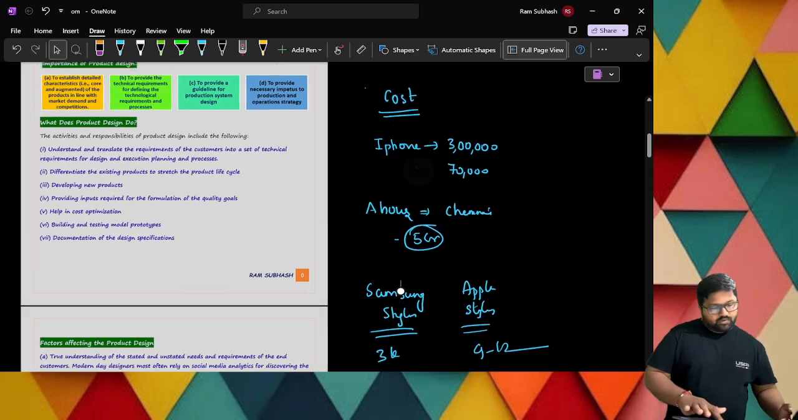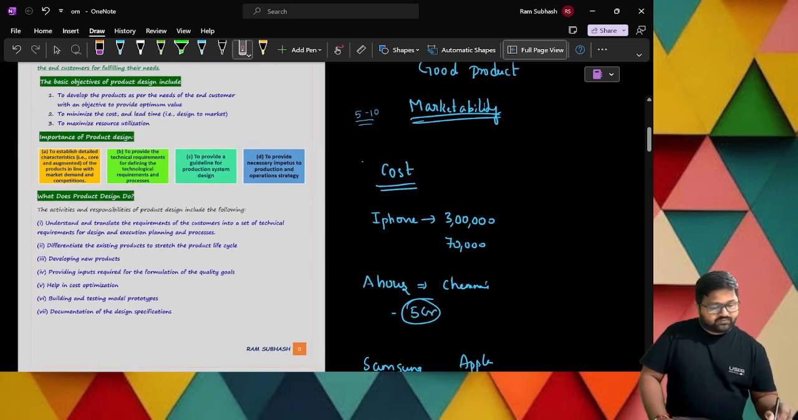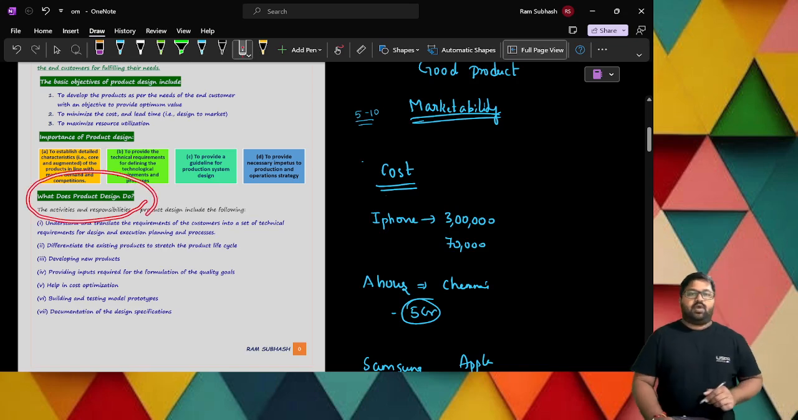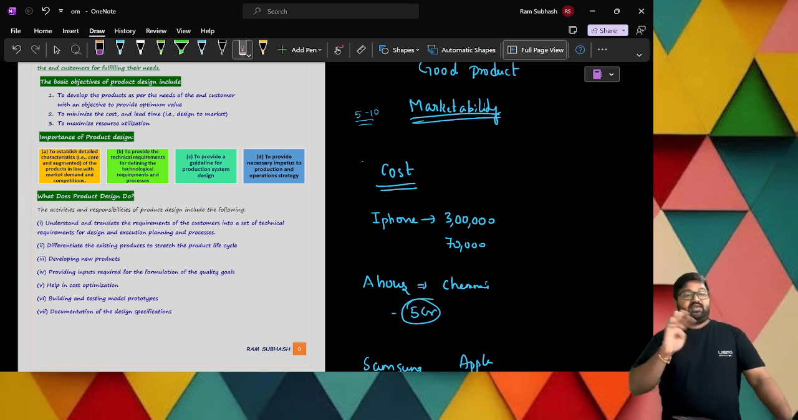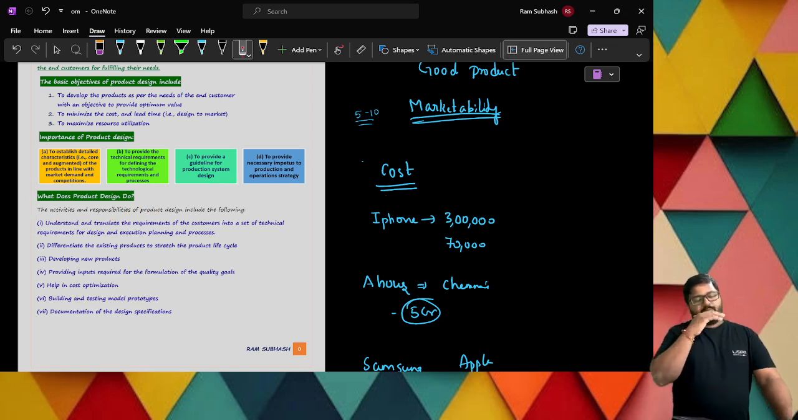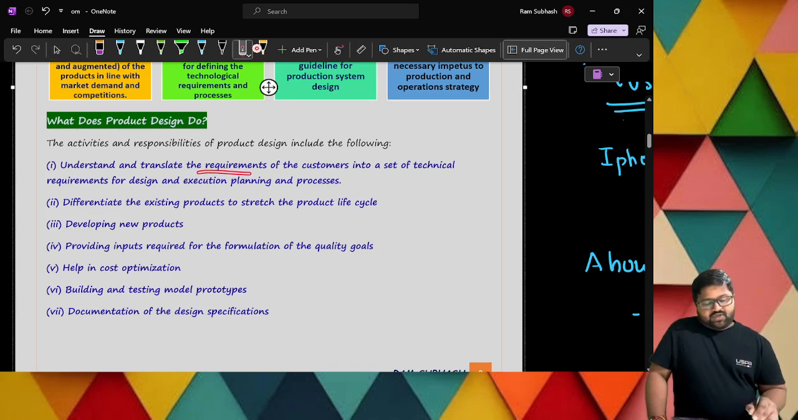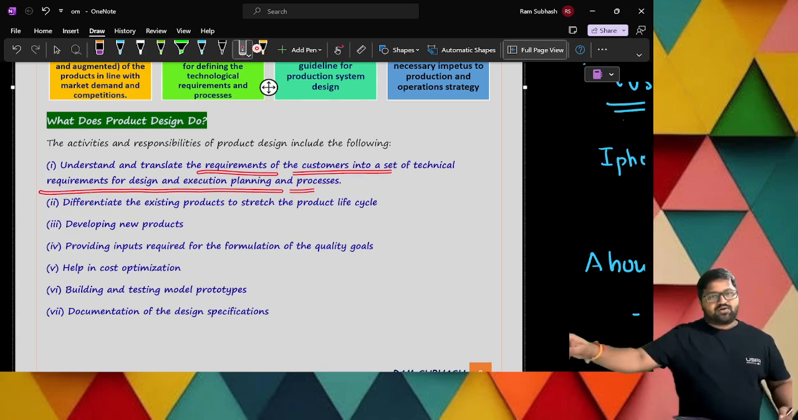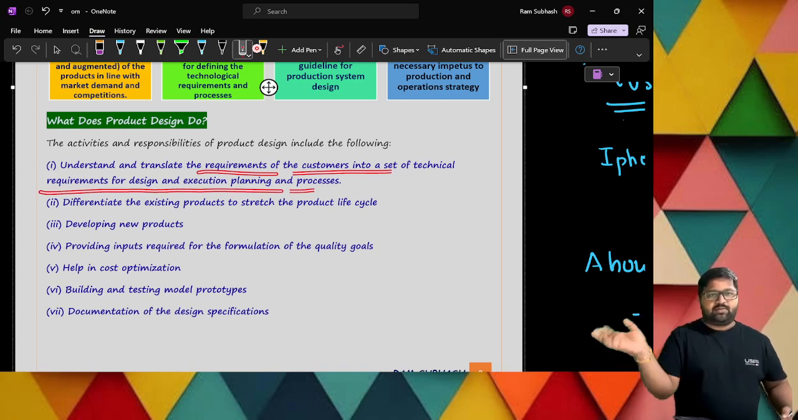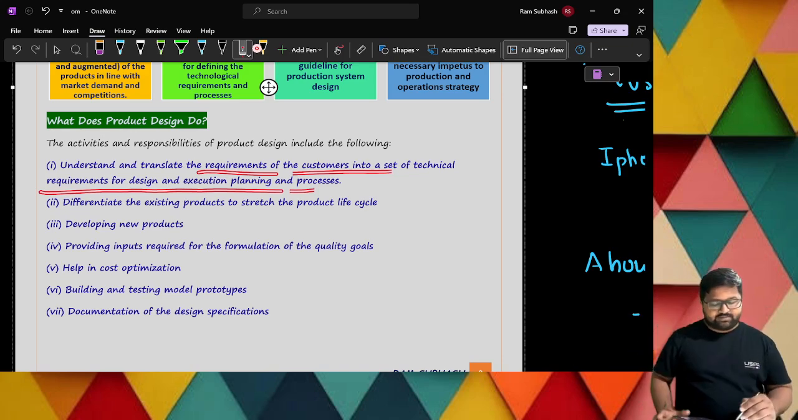Okay. Now, the most important thing is what does product design do? In this, I have said the basic things. What is a good product? How can a product be called good? I have said marketability, cost and quality. Let us identify these features in these points. First, understand and translate the requirements of customers into technical requirements is an execution process. What the customer wants is nothing but marketability. He wants something and I'm giving the product, then he will come to the market and take the product. That is the marketability part.